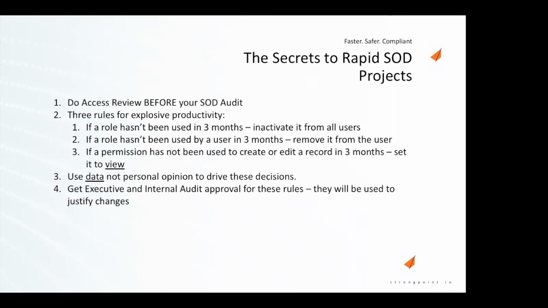Now, the third one is one that most people didn't realize they could do. If a permission inside a role has not been used by that role to create or edit a record in the last 3 months, set it to view. This is completely determinative inside NetSuite. You do not need to go around to people and say, hey, are you creating or editing anything? You don't need to ask people. The system notes completely show whether they've been doing it.